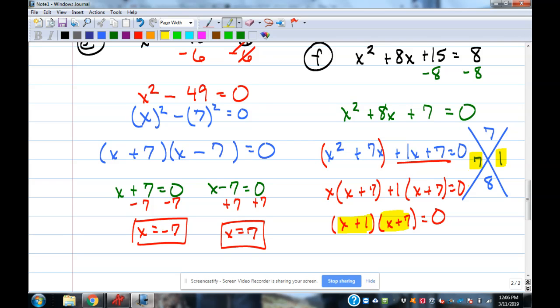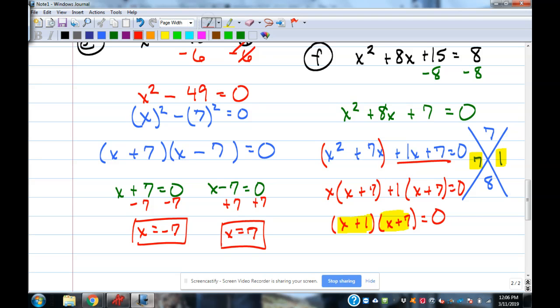If you feel more comfortable doing the grouping every time, keep doing that. If you're getting them right every time doing that, that's fine. Keep doing that. But there is a little bit of a shortcut, but you've got to know when you can use it and when you can't. The only time you can use it is if there's nothing in front of x squared. That's the only time you can use that shortcut.